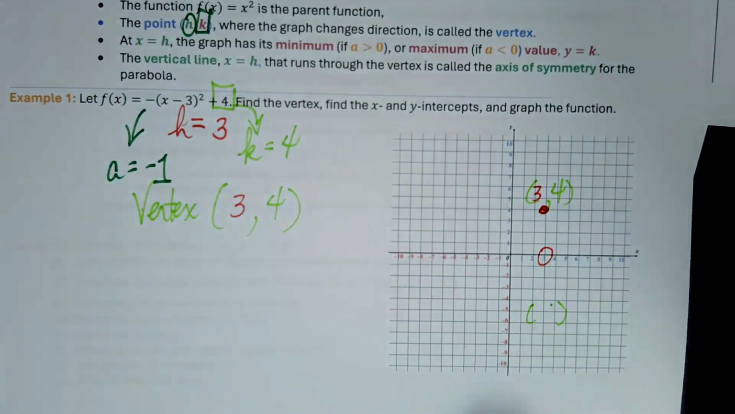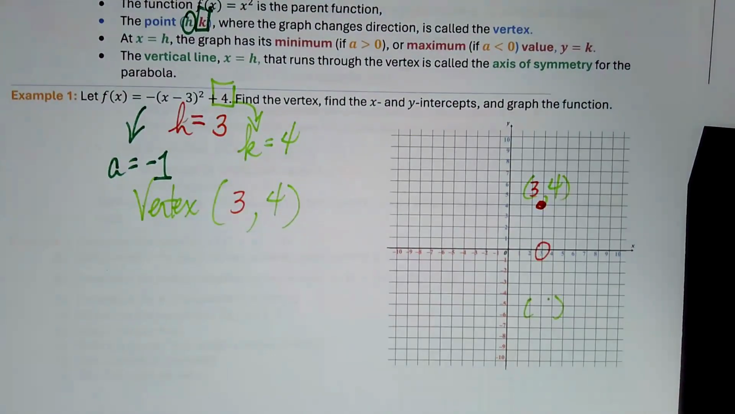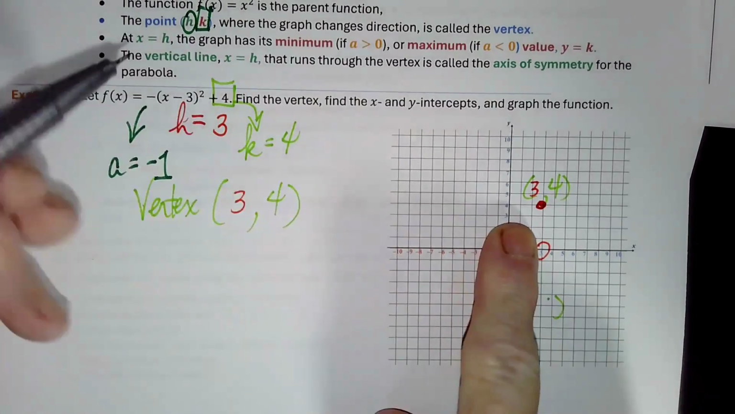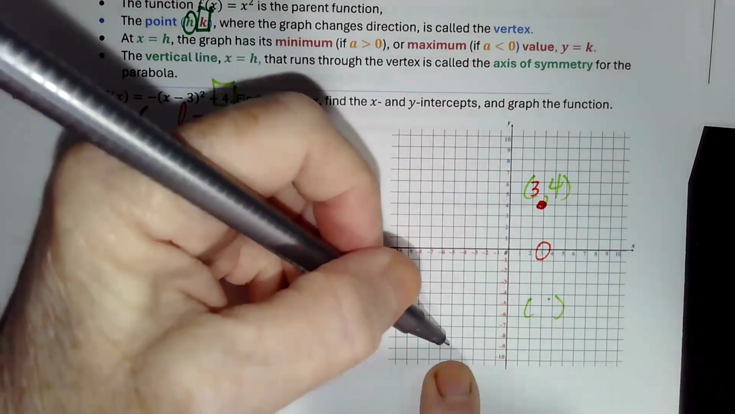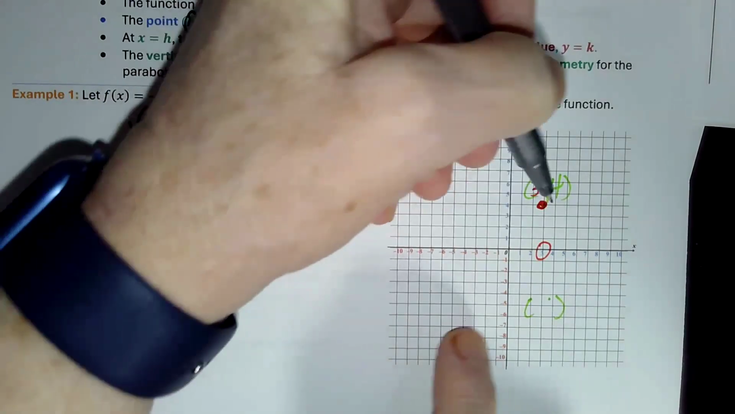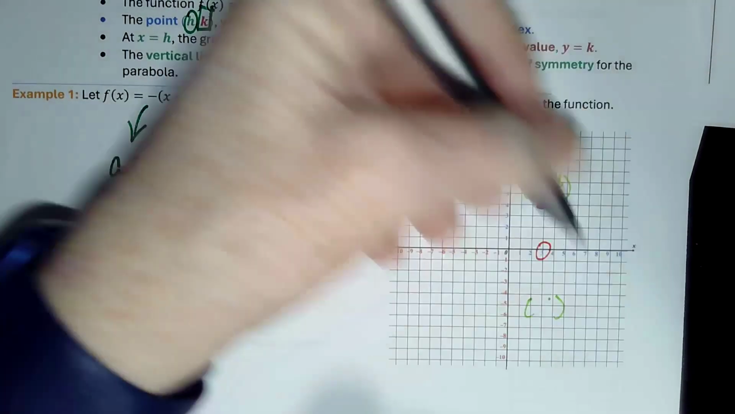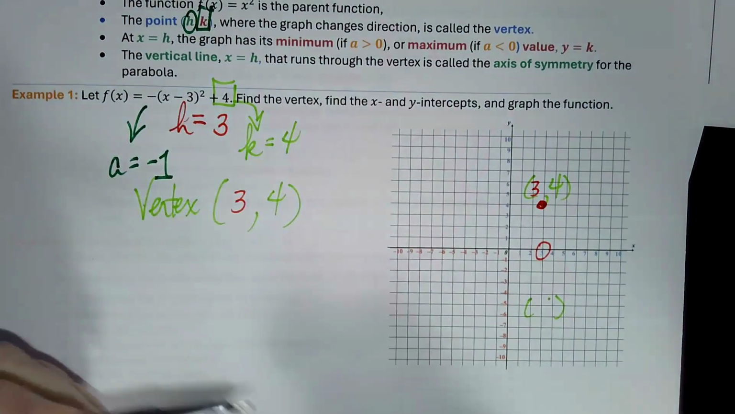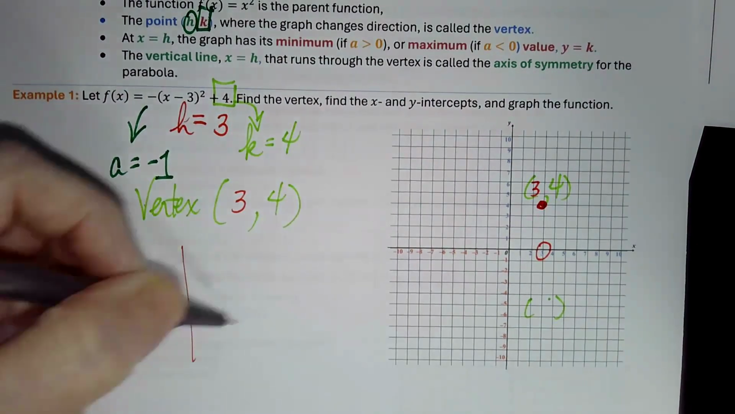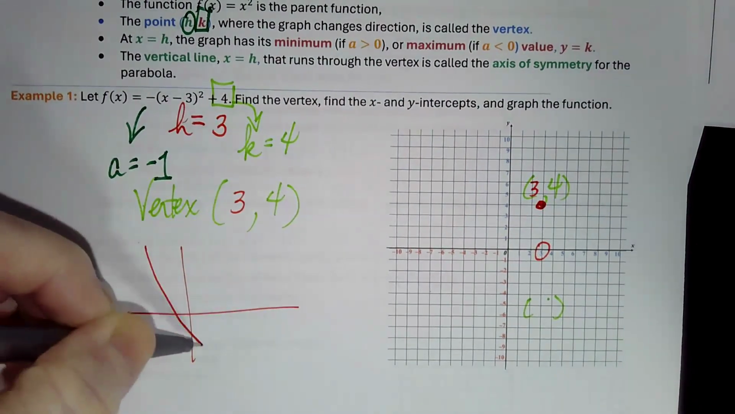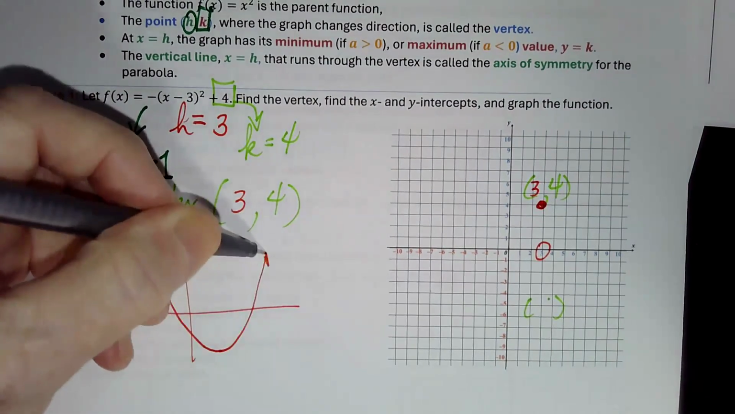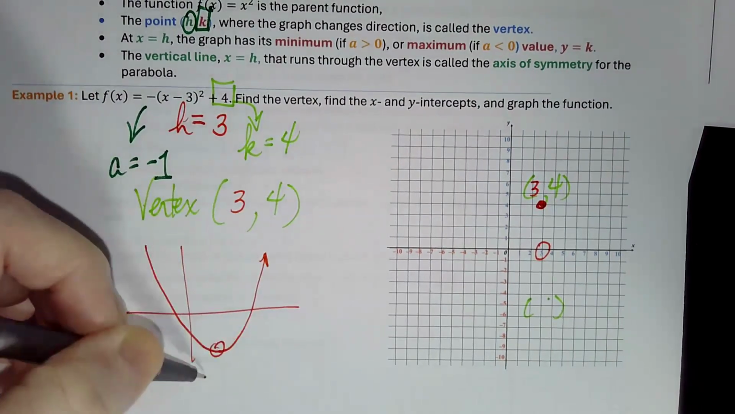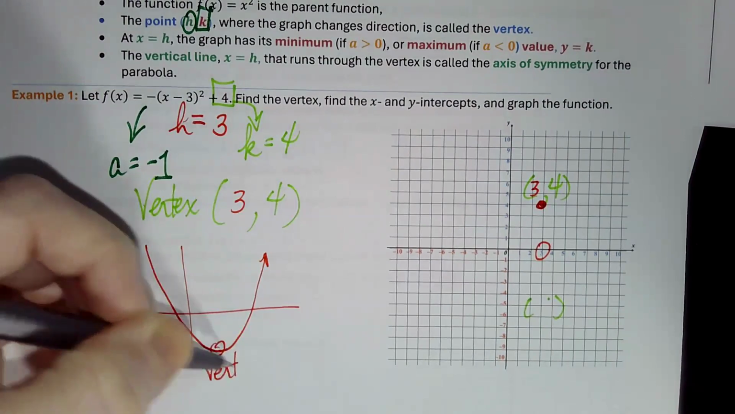And vertex just means the place where the function changes direction. So with a quadratic, it's either the place where it ceases going up and begins to go down, like it will be in this example, or where it ceases going down and begins to go back up. So the vertex is where it changes direction.